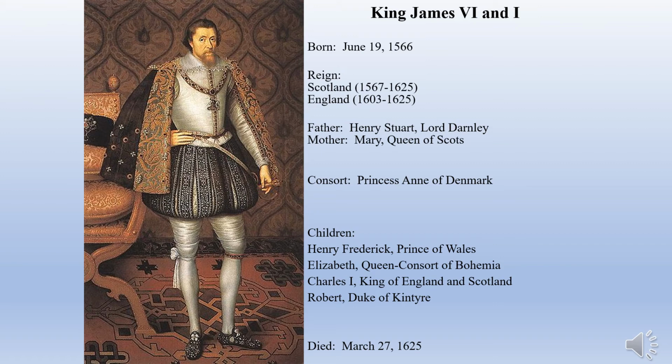He had children. He had 4 children: Henry Frederick, the Prince of Wales, Elizabeth, Charles, who will become Charles I, and Robert. But he preferred to spend most of the time with male friends. Now, again, we don't know for sure, but it was heavily inferred that he was more into males than females. But what we do know about him also is he was intelligent, he was shrewd, and he was well experienced by the time he became King of England.